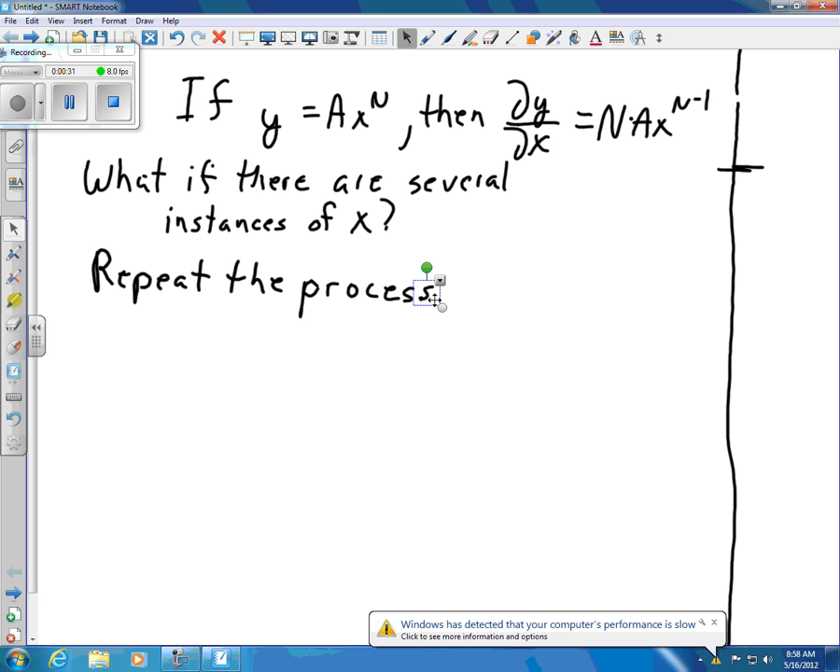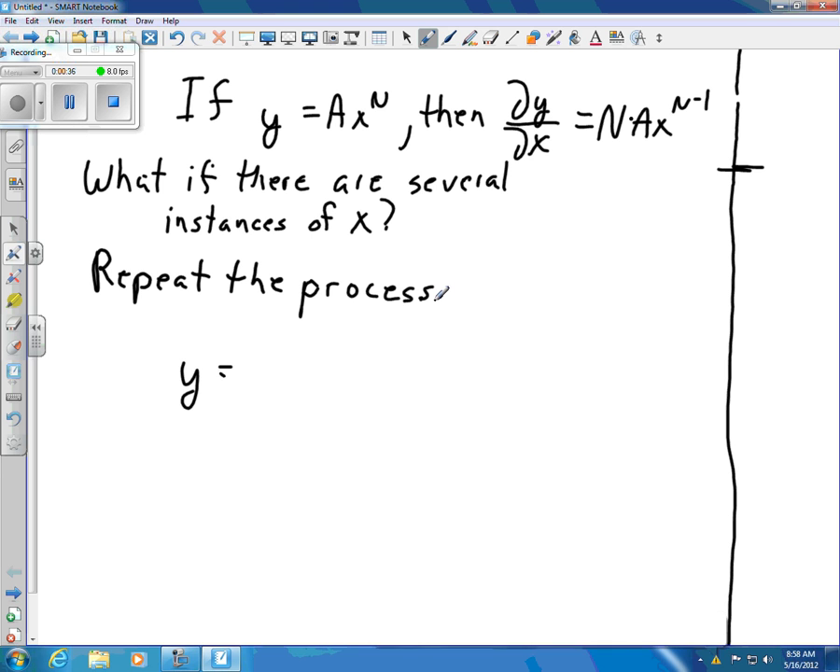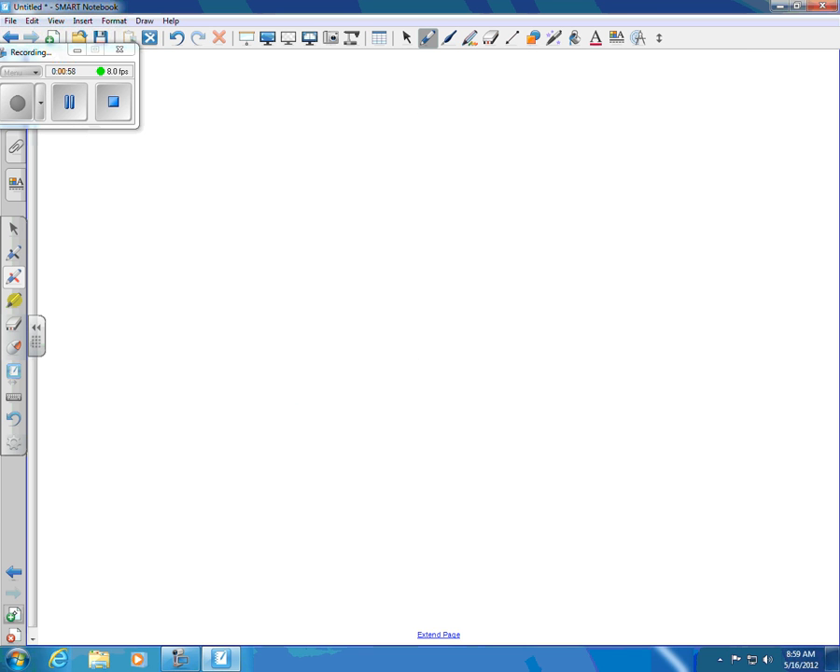So for example, if you had, say, y equals 2x cubed plus 4x to the fourth power, we've got two instances of x. We have x cubed and we have x to the fourth power. What do you do then? Well, it's actually pretty direct. You're just going to do the same thing you've always done before. So we have y equals 2x cubed plus 4x to the fourth.